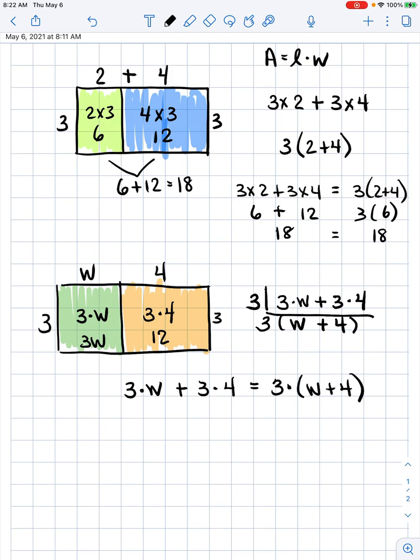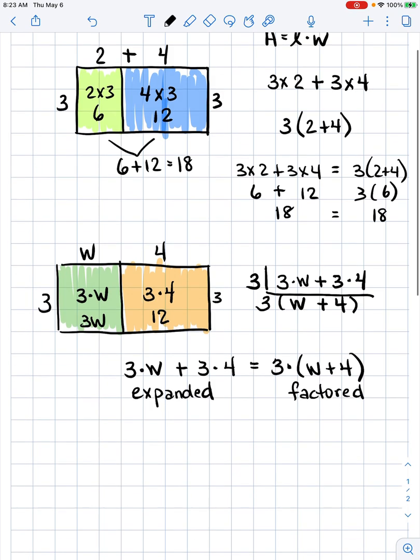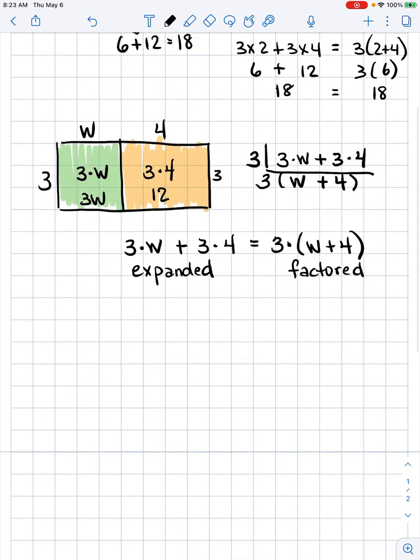These expressions are equivalent. This is what we call the factored form, and this is what we call the expanded form. And we're going to be doing this in algebra, but we're not going to be using models. So we're going to use our upside down division to do problems like this. And they're going to start to look a little different. So let's take a look. Let's see. What if I have something like this?